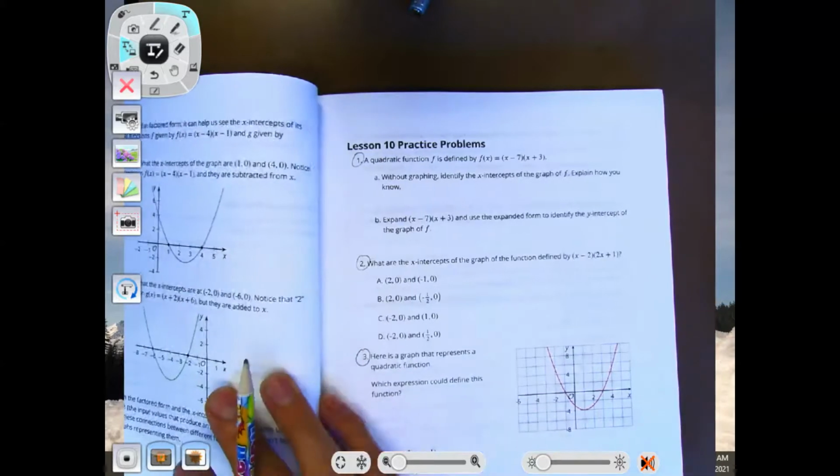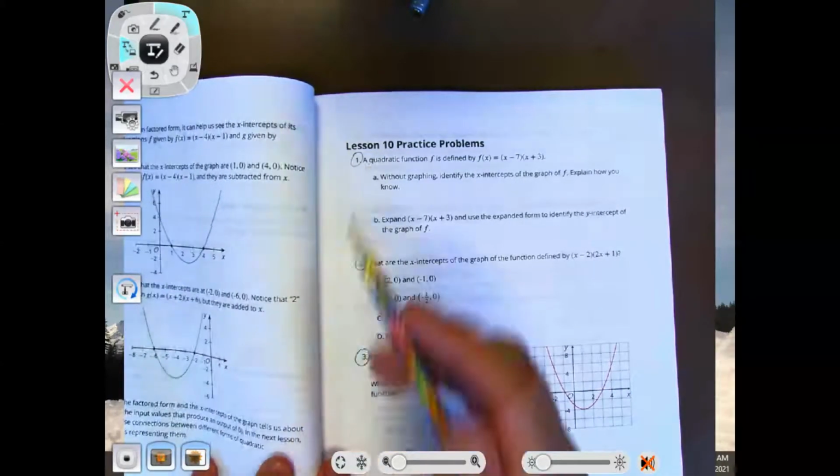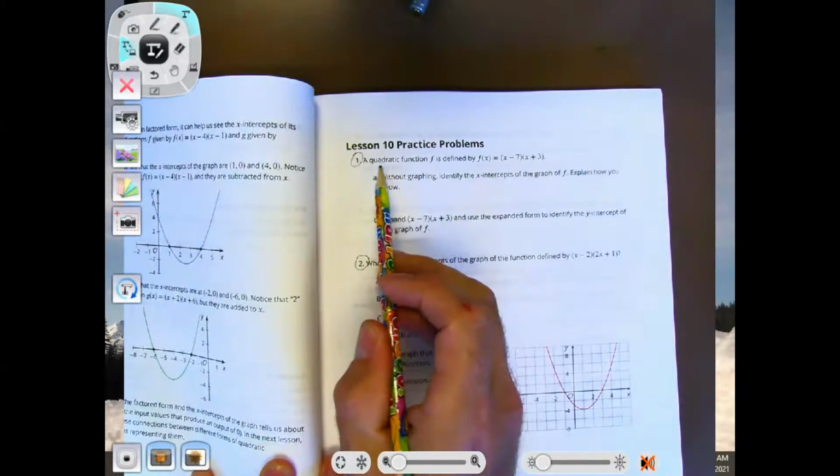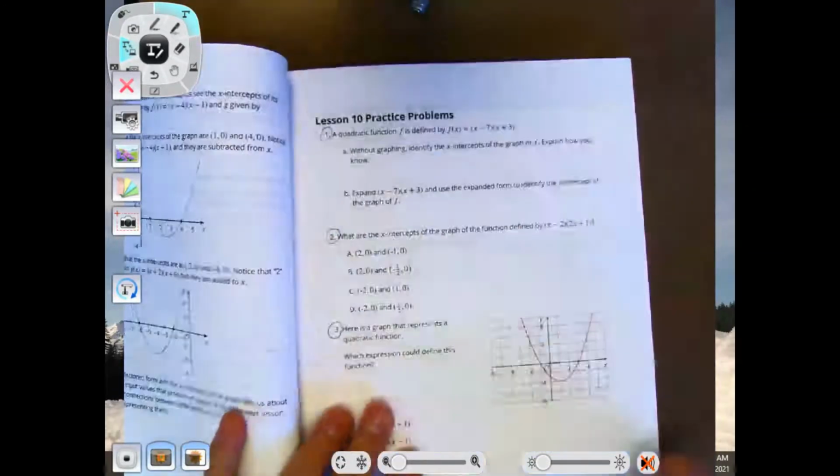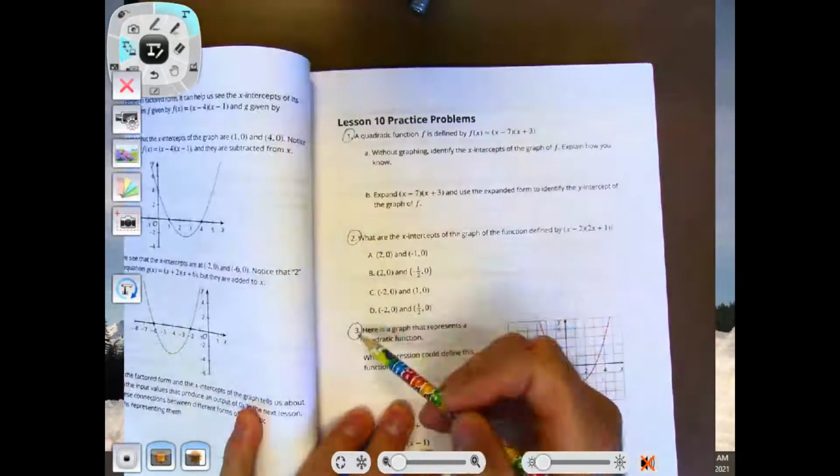We're going to be talking about Unit 6, Lesson 10 practice problems. These are on pages 91 and 92. We're going to be doing problems number 1, 2, 3, 4, and 7. Let's go ahead and jump in and get started.